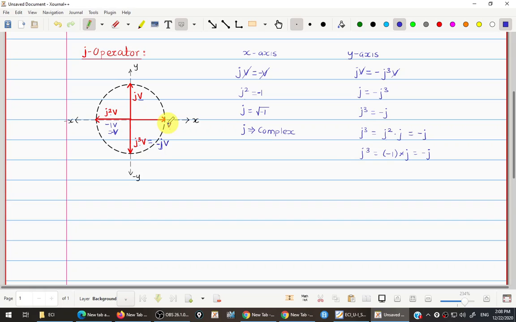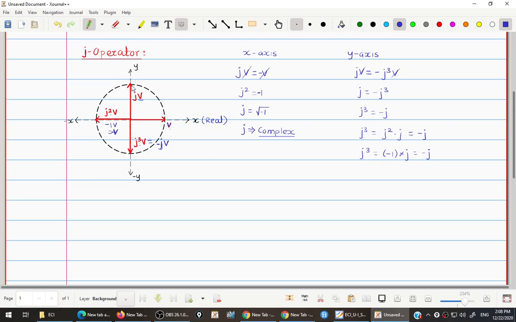Okay, so friends, if you carefully observe these phasor diagrams, what you will find out? On the x-axis we are having plus v and minus v. It means what? No j is present on the x-axis. Okay, and j is what? A complex quantity. Okay, so we can assume that on the x-axis the j quantity is missing. So what does this indicate? The x-axis is nothing but a real axis. Okay, it is nothing but the real axis.